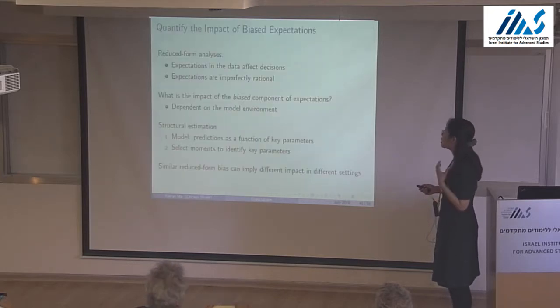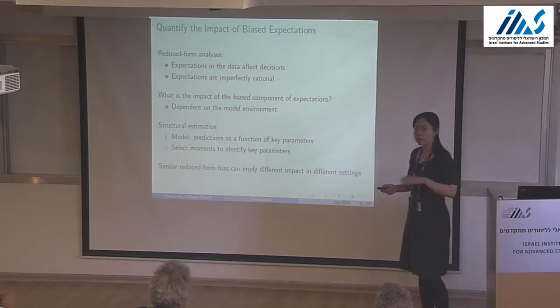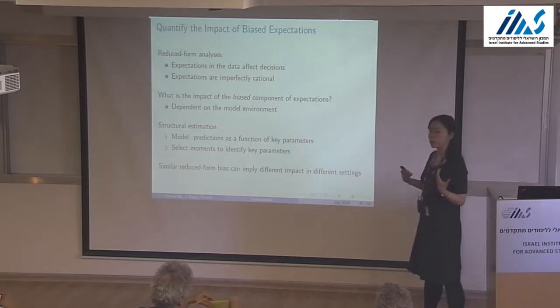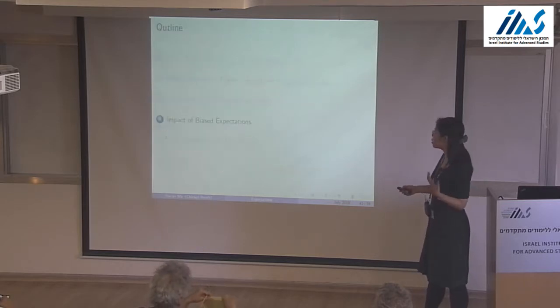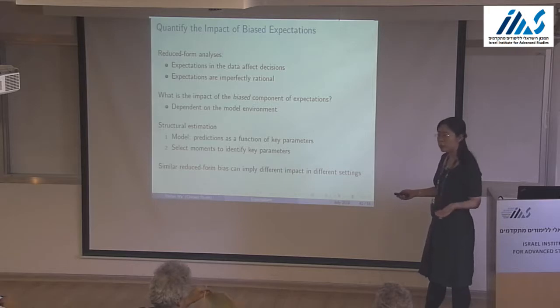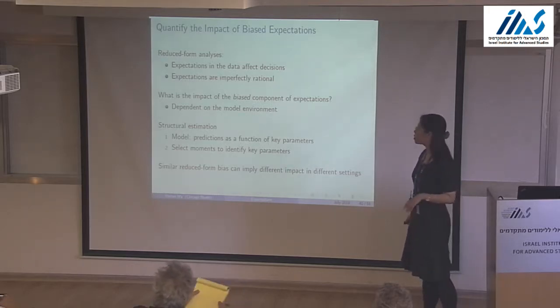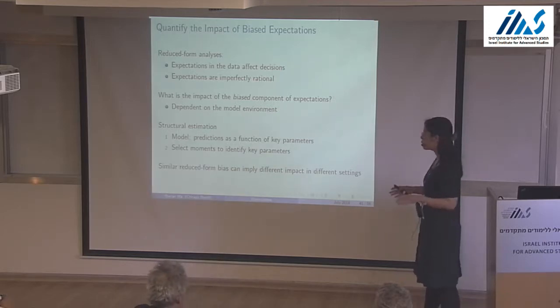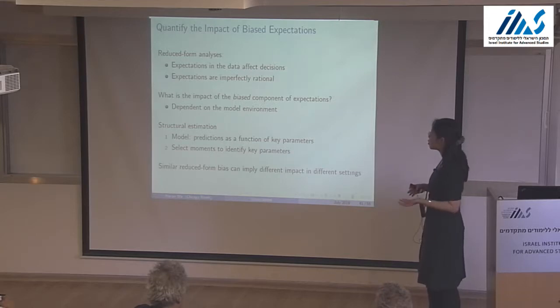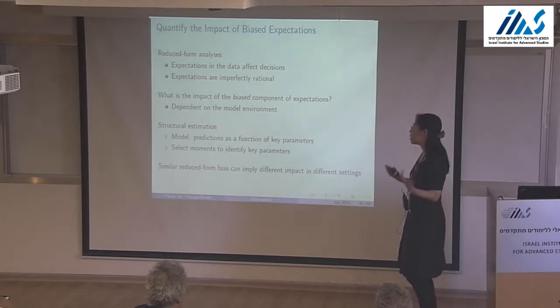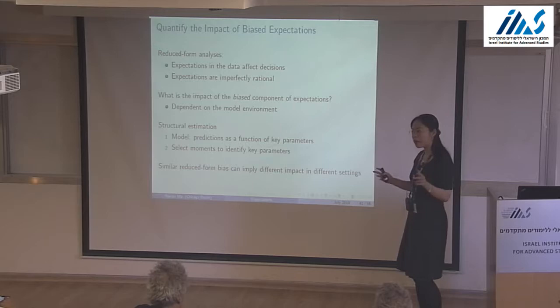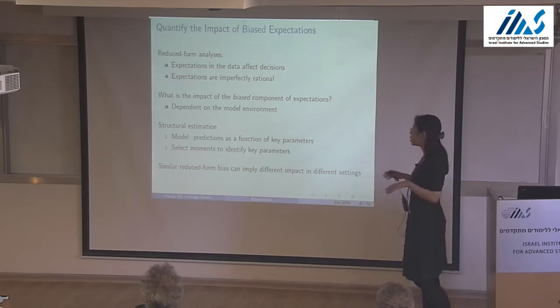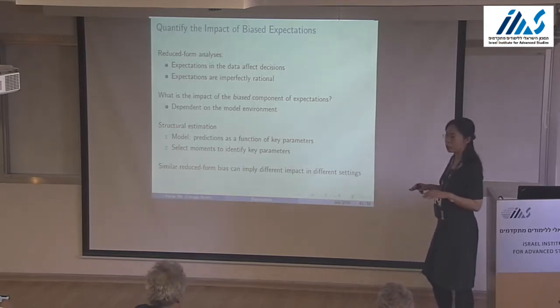So let me transition to the question that people asked in the first half: how do you evaluate the extent to which these biased beliefs affect actions? If you just do the reduced form analysis, then you reliably get the following two features. One is expectations in the data affect decisions, as we just saw. Second is the expectations are imperfectly rational. However, with these reduced form estimates, it's not very obvious what the impact of the bias component of expectations is. You can see the total impact of expectations, but it's not directly obvious what the bias component is.